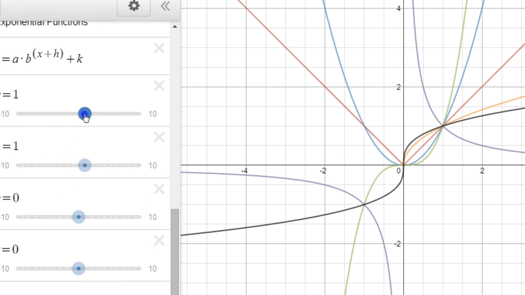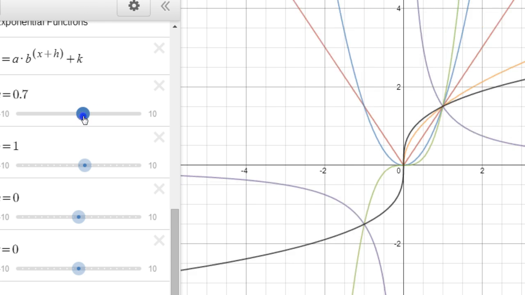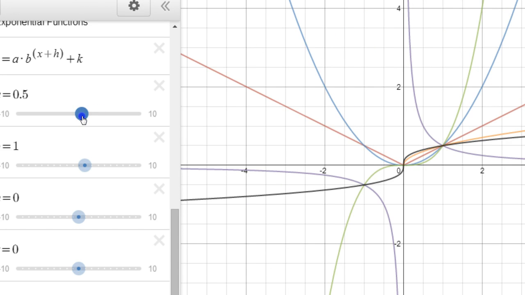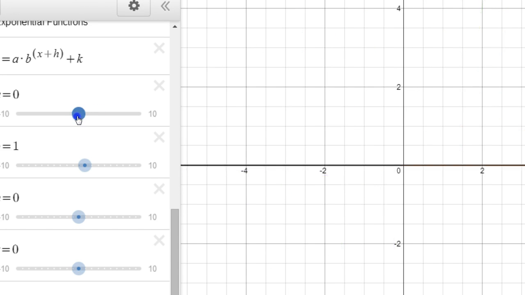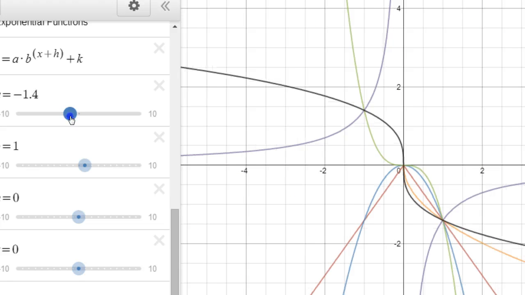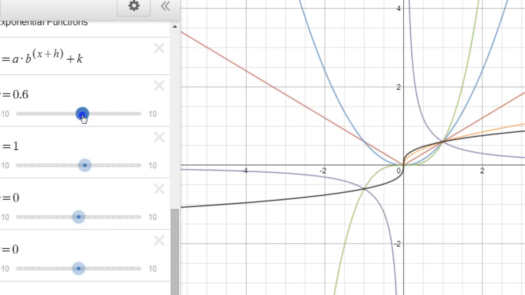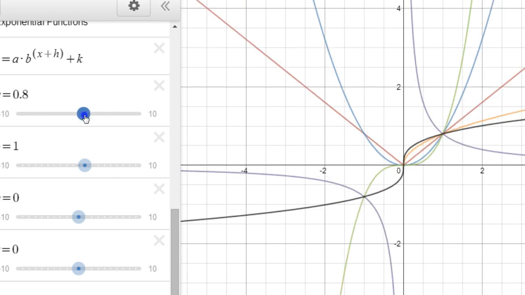So A, if I increase it to be bigger than 1, it vertically stretches it. If I decrease it to be less than 1 but greater than 0, it vertically compresses it. And if I make it negative, it just flips the graph about the x-axis. So it flips it upside down. It does not flip it sideways, please. That's hugely important to a lot of people.